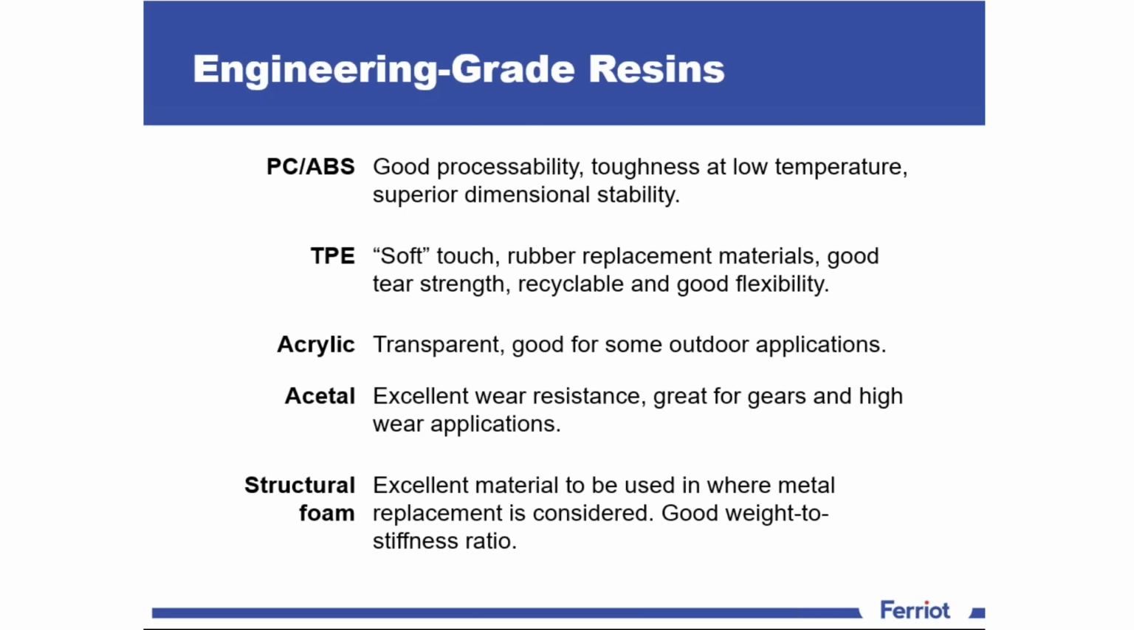Continuing on with the engineering grades, we've got PC/ABS. It's got good processability, toughness at low temperature, and superior dimensional stability. TPE is another. It's a soft touch, rubber replacement material, with good tear strength and good flexibility. TPE materials can be reground and recycled, unlike thermoset rubbers such as EPDM. Additionally, TPEs, like Santoprene, are less dense than their thermoset counterparts, EPDM.